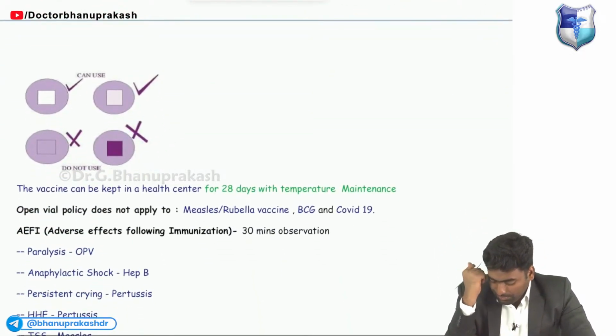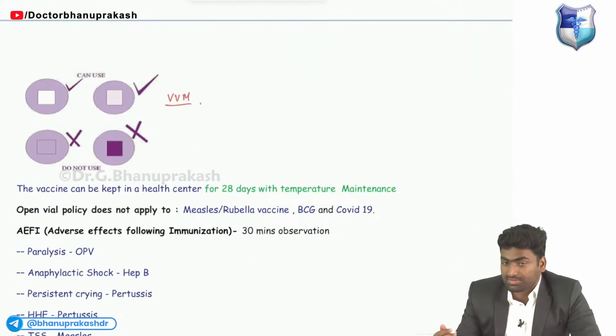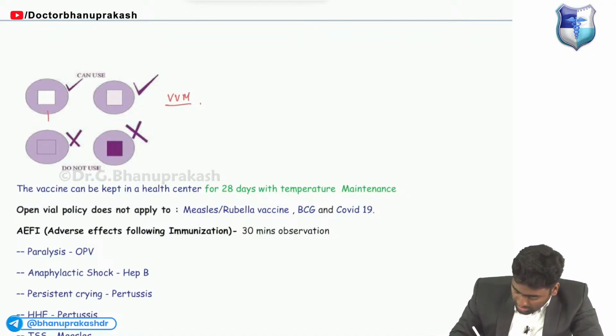Next, we'll move on to this one, which is the vaccine vial monitor. This is the vaccine vial monitor, and we know the outer part is a circle.